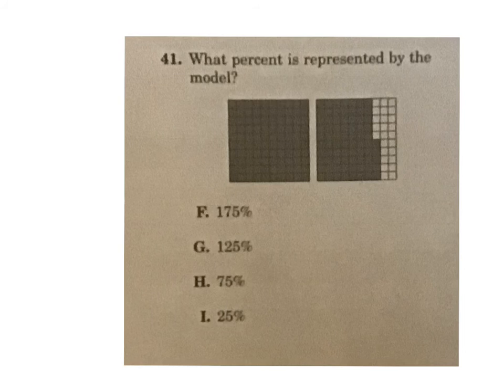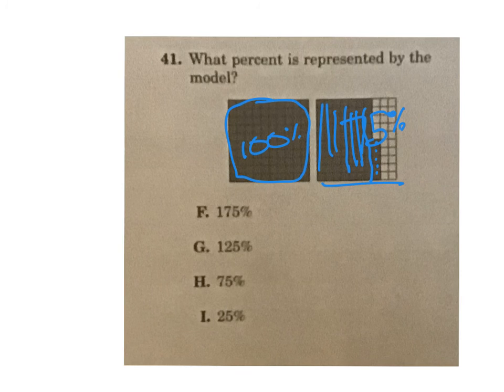Number 41 is wondering what percent is represented by the model. So this whole thing is filled in. So that is 100% filled in. This one is not 100% filled in. It is 10, 20, 30, 40, 50, 60, 70, 71, 72, 73, 74, 75. 75 of those squares are filled in. So if I do 100 plus 75, I have 175% filled in, which is F.